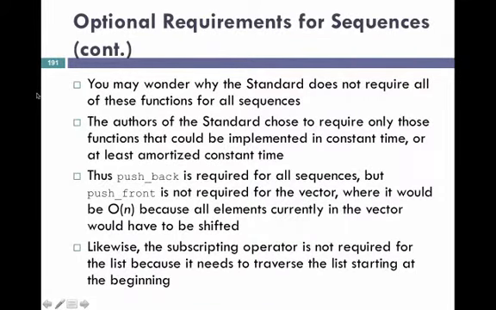Now you may wonder why the standard doesn't require all of these functions for all sequences. The authors of the standard library chose to require only the functions that could be implemented in constant time or could be amortized constant time. Thus, push_back is required for all sequences, but push_front is not required for a vector because push_front is an order n operation. And the subscripting operator is not required for a list because it would have to traverse the list starting at the beginning. So it's an order n operation.